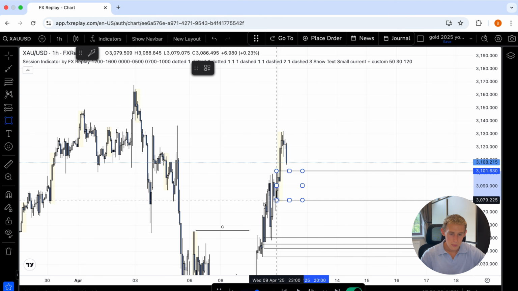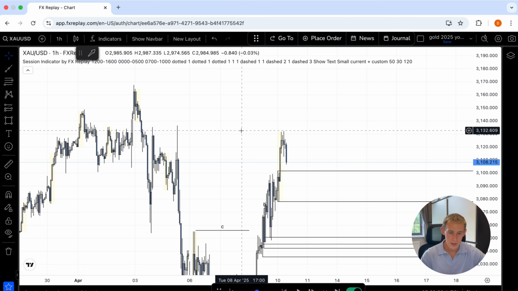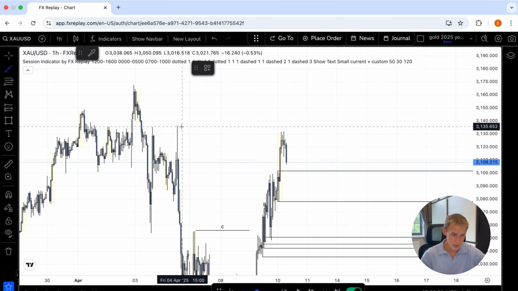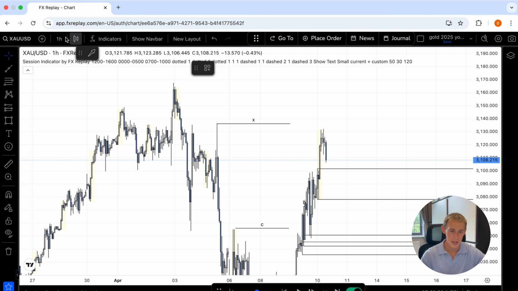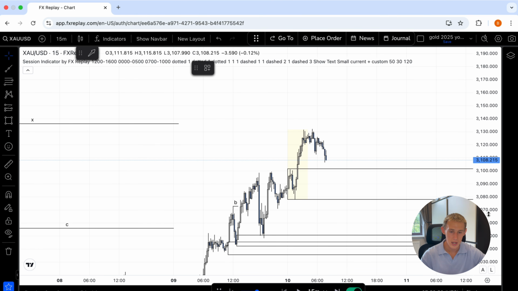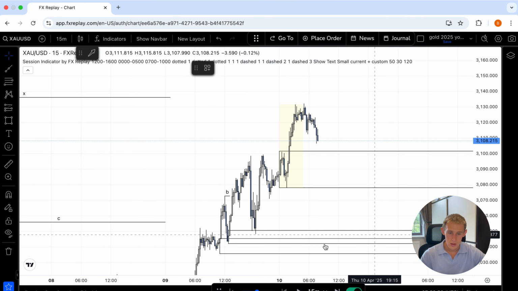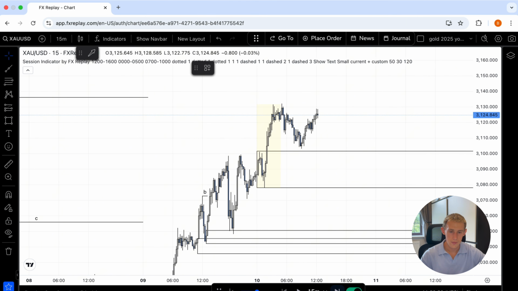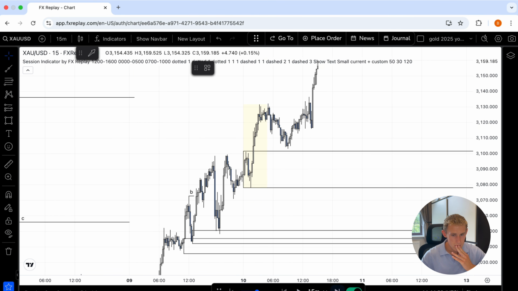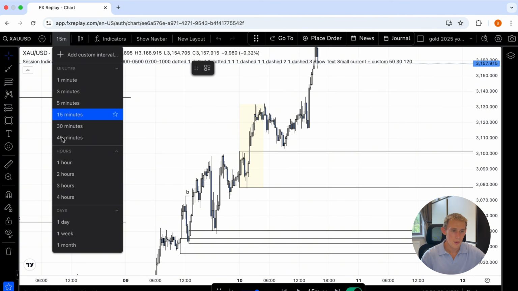Next POI for me would be this hourly demand. Again, notice where price is retracing from. It's retracing before having swept any of these highs. So we can look for buys up into them. Let's see. No, price missed our POI.